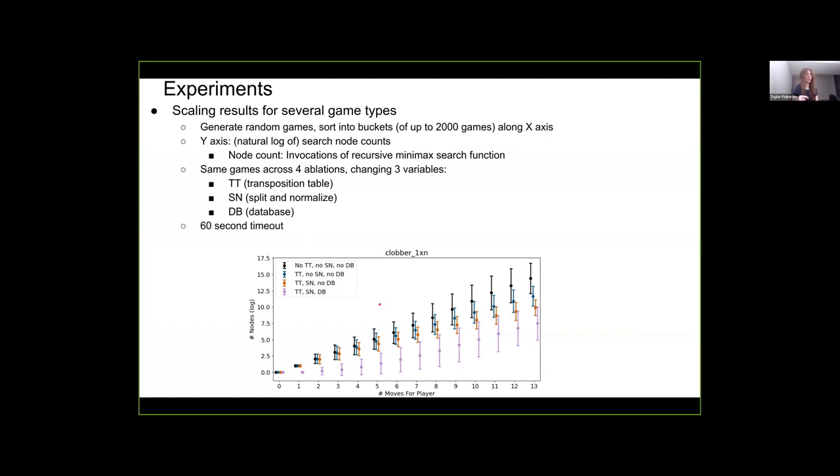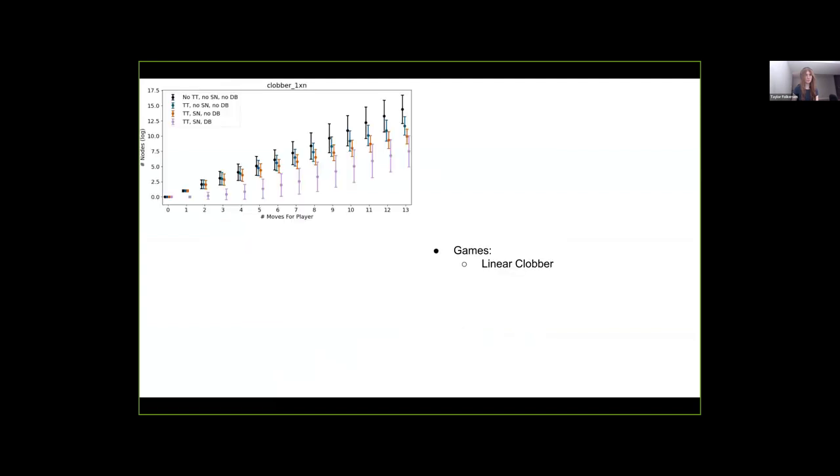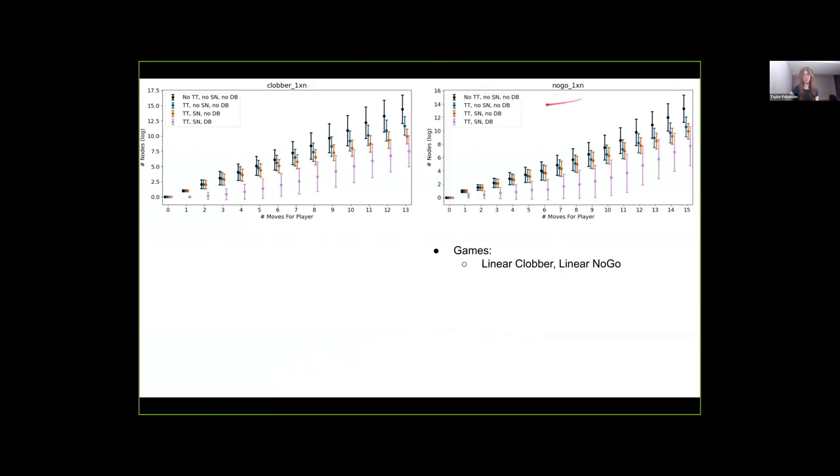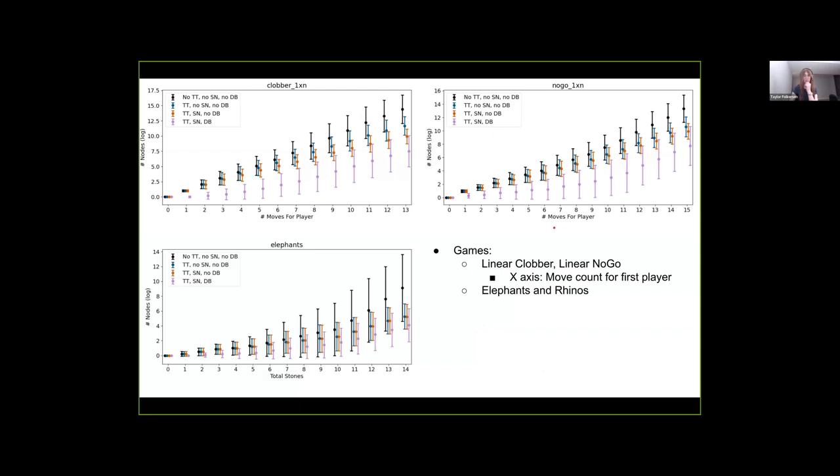Any game which timed out under any of the optimization levels is excluded. So here we have linear clobber in the top left, and then here is linear no-go. Both of these games, the x-axis is the number of moves for the first player at the root. And then here is elephants and rhinos, and its x-axis is the number of stones at the start of the game.